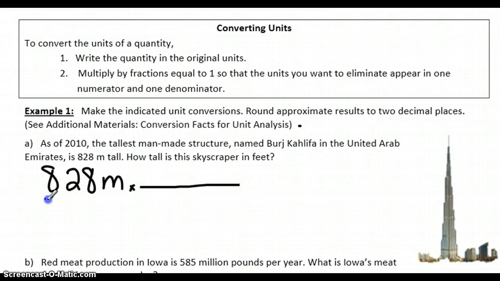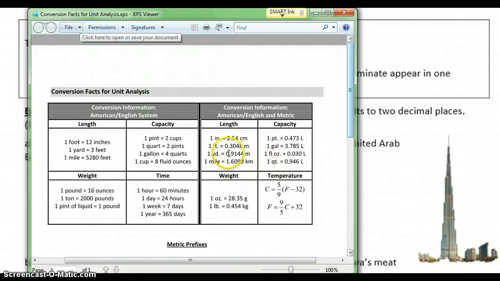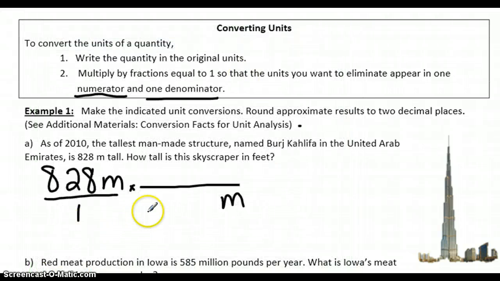I need to think about this right here as also a fraction over 1. Any whole number can be written as a fraction with a 1 in the denominator. So that shows me that the M for meters in the original is really in the numerator, and I need to make sure that I have one M in the numerator and one in the denominator. So in my conversion fact, I'm going to need to write the number of meters in the denominator. So that number again was 0.3048 meters. 0.3048 meters was equal to 1 foot.